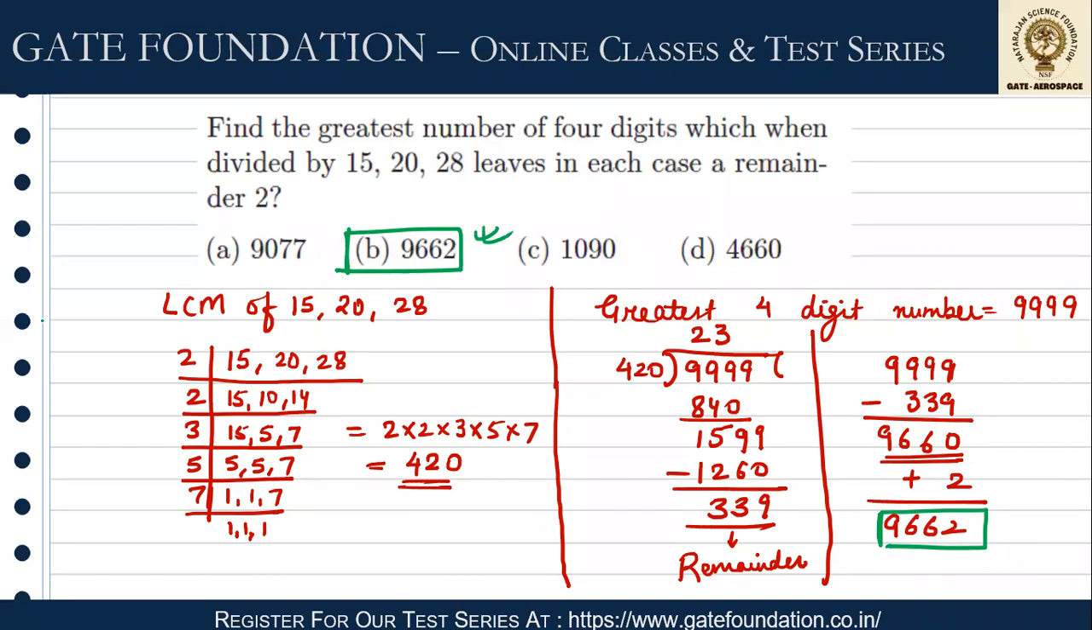So this has been done in 3 steps. The first step was to find out the LCM. The second was to divide the greatest 4-digit number by it. And the third is to subtract the remainder and add what remains. Let's see the next question.